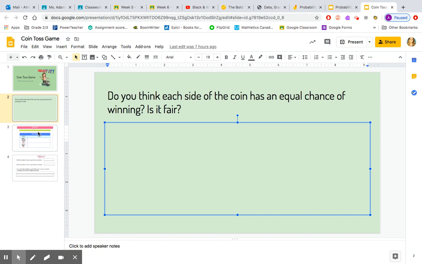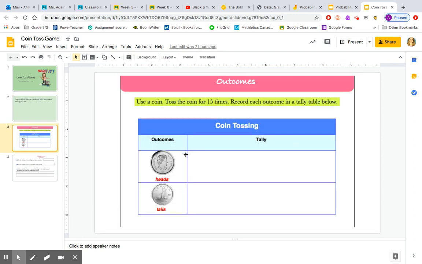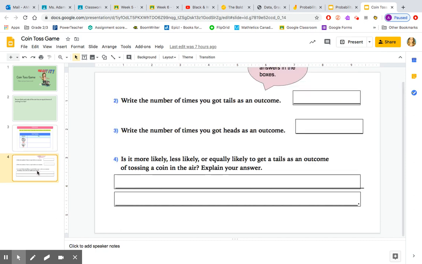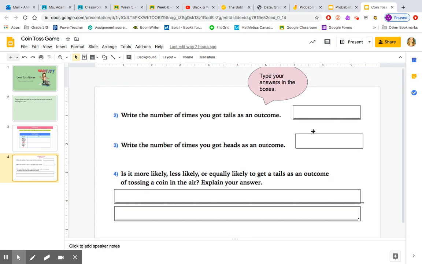So once you answer that question, you're going to go over here and you're actually going to flip the coin. And you're going to create a tally here. And you're going to write in the boxes here how many times you flipped a head, how many times you flipped a tail. And then you're going to answer these questions here by clicking in the boxes.